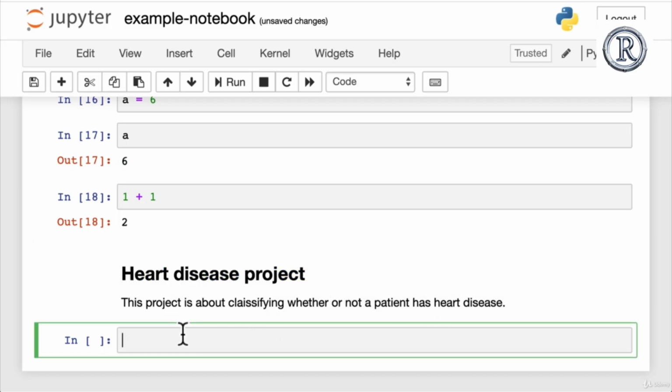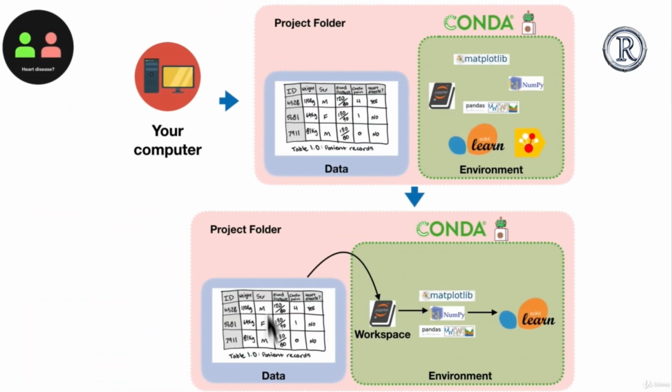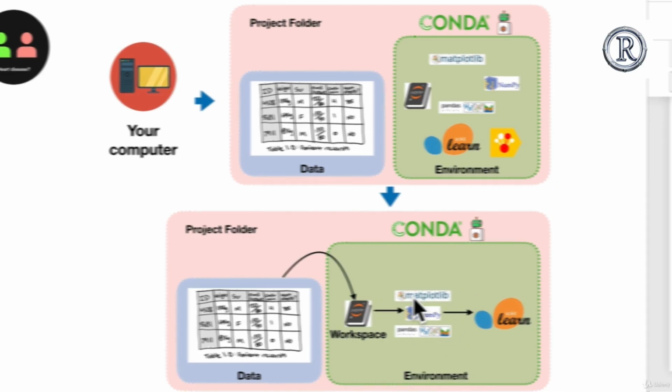Now, what else could you do here? Well, let's see some data. If we go back to our Keynote, we want to set up this kind of setup. So we want some data in our project folder. We want to run this data through our workspace, which is a Jupyter notebook, and try to use some of these tools. Well, let's get a little taste of that.